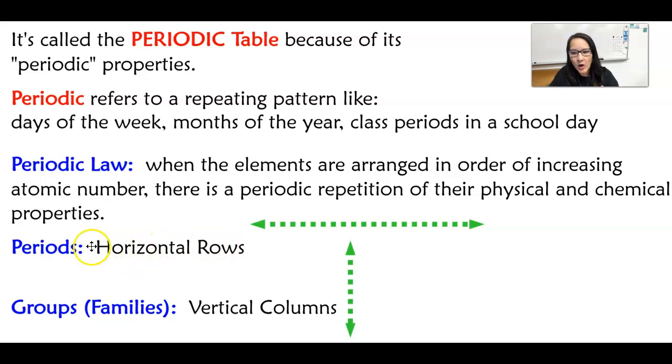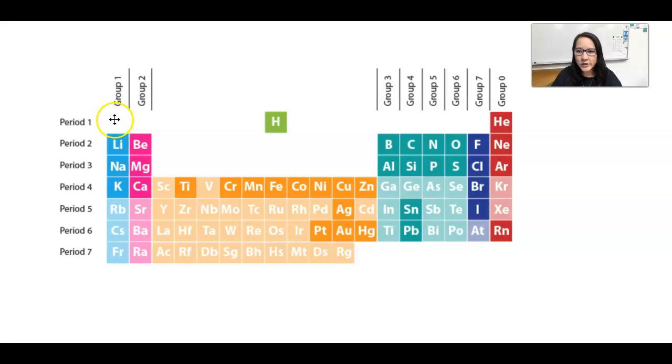Alright, next up is horizontal rows are periods and vertical columns are groups or families. Horizontally, hydrogen is normally here. This would be period 1, period 2, period 3, period 4, period 5, period 6, period 7, and then vertically, these are called groups or families. So vertically, this is group 1, group 2. We don't worry about groups in the transition metal section or the D block, so we'll skip across to the next tall column. Group 3, Group 4, Group 5, Group 6, Group 7, and then this would be Group 8 or Group 0, and we'll see why later.